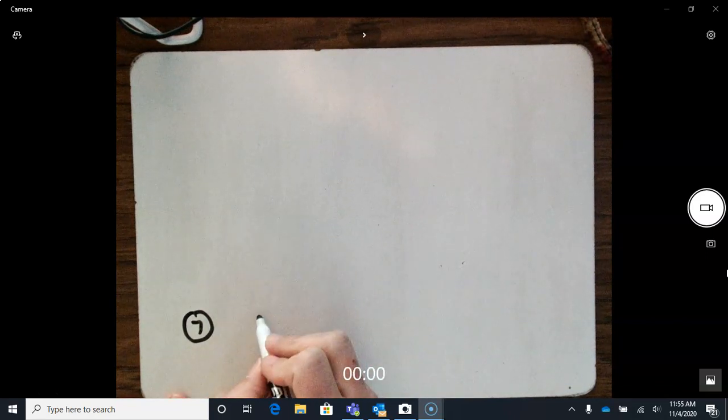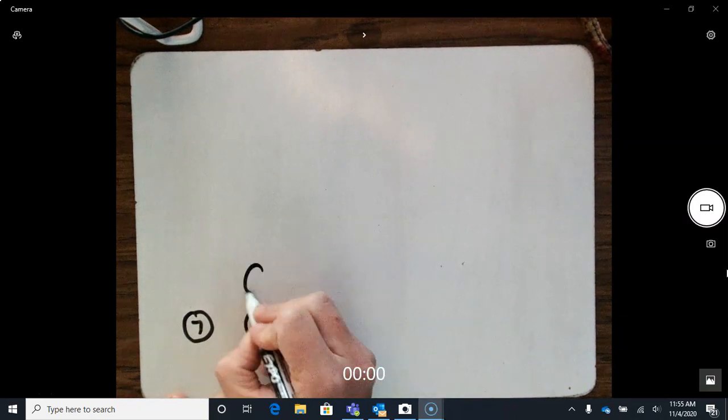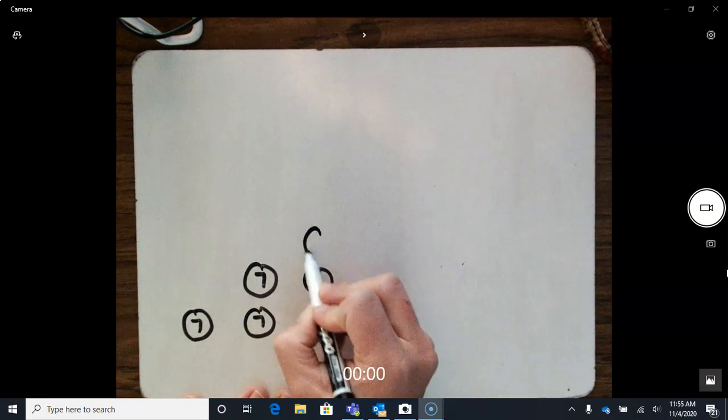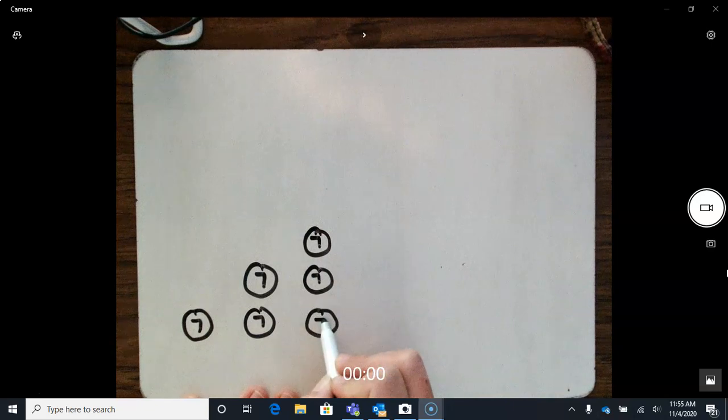So, this circle represents 1 unit of 7. Now, I'm going to keep drawing circles across my board and up. And as I do that, we're going to count the 7s together. Okay, so this would be 1 7. Now I've got 2 units of 7. So this would be 2 7s. I'm going to keep going. So this time draw 3 circles and put 7 in them. And now I have 3 units of 7, or 3 7s.